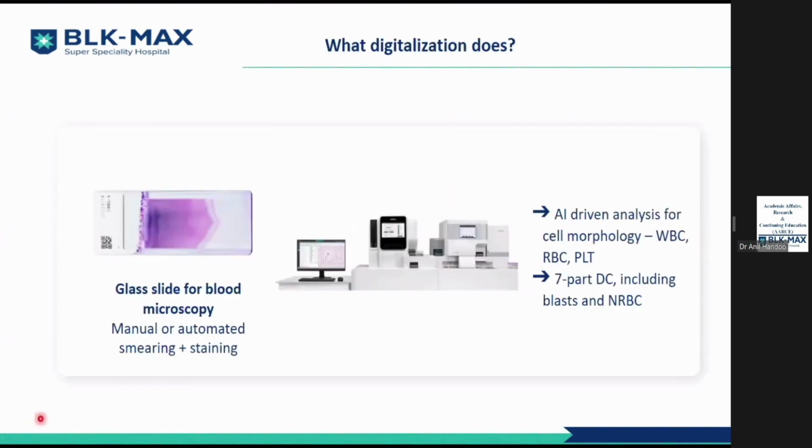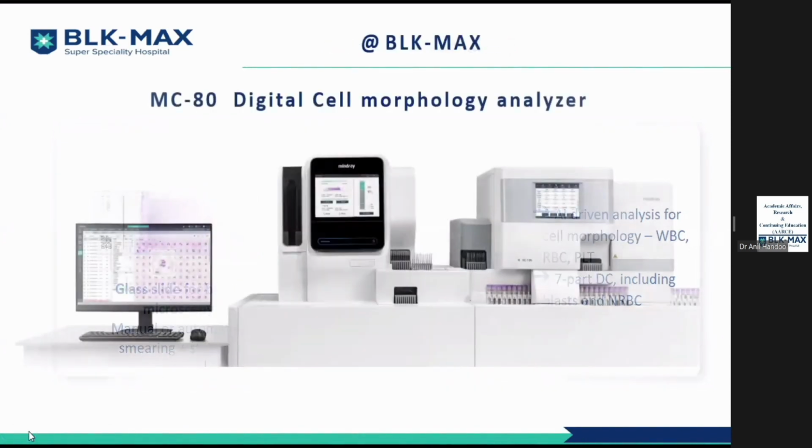So what does the digitization do? You have a slide maker, which is here in this case, and on the slide maker, a smear is made very uniformly, and all the time it's made in a similar fashion. Then the entire thing gets into a stainer module and gets stained within the system, and then finally into the digital module, which gives you a digital image. Therefore, this entire process is driven by artificial intelligence and is compared to the library available within the system, giving you information on different differentials as a potential.